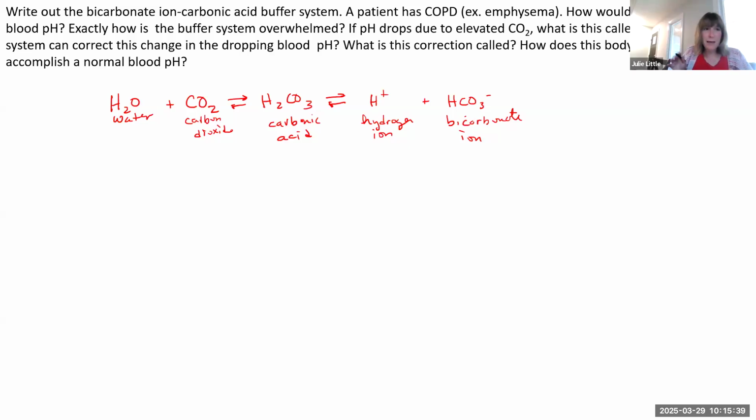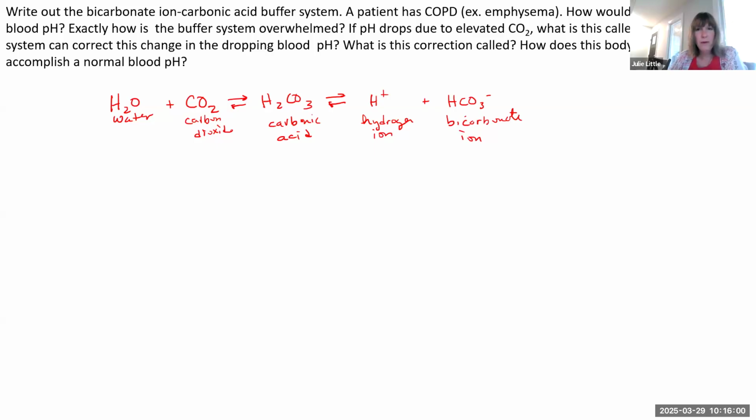Okay, I went ahead and pasted the question on here so it would be easier, and I wrote down the equation so it would be neater. It's hard for me to write in the first place because I have no handwriting skills, and so there you go. The first part of this question says, write out the bicarbonate ion carbonic acid buffer system and label all the parts. We did that.